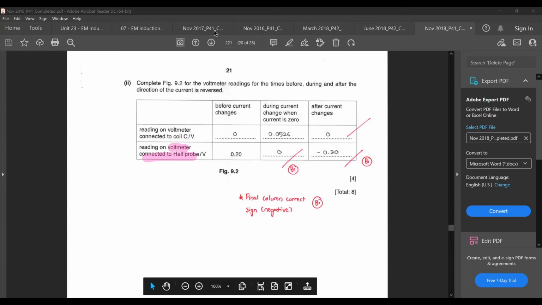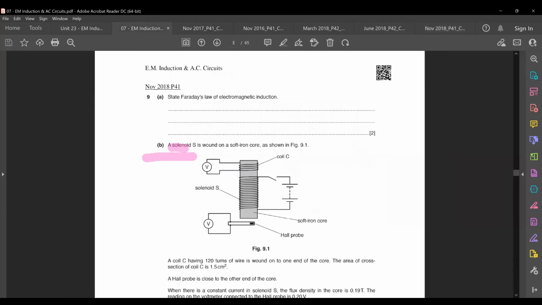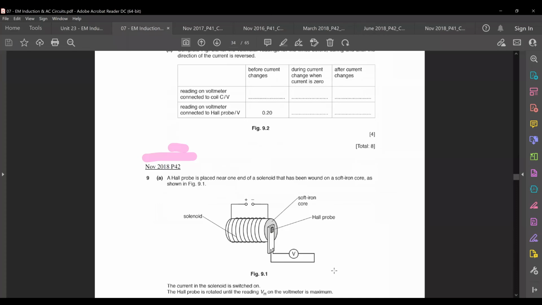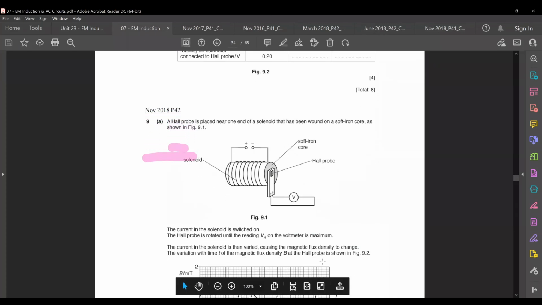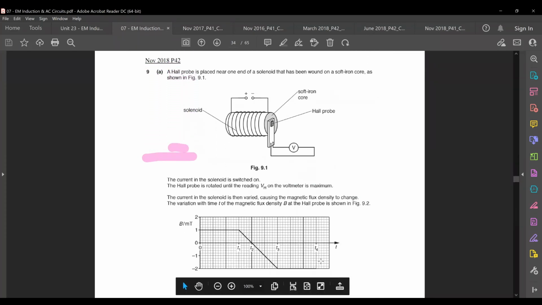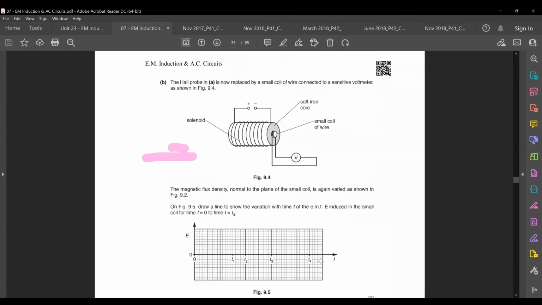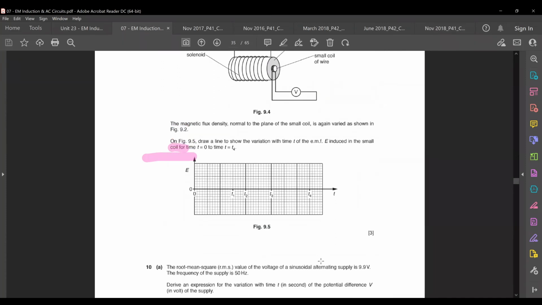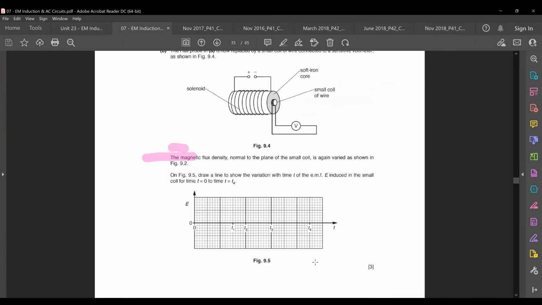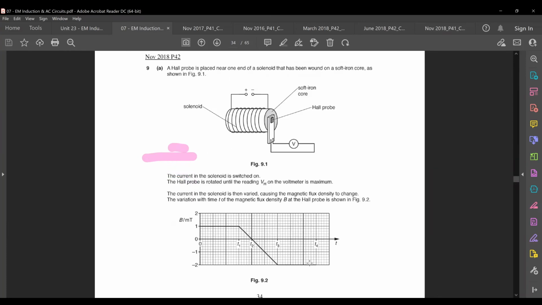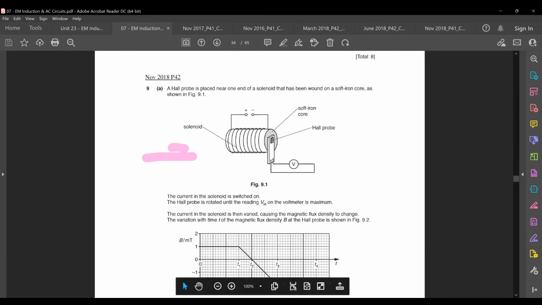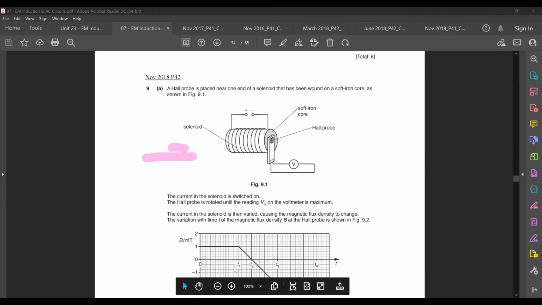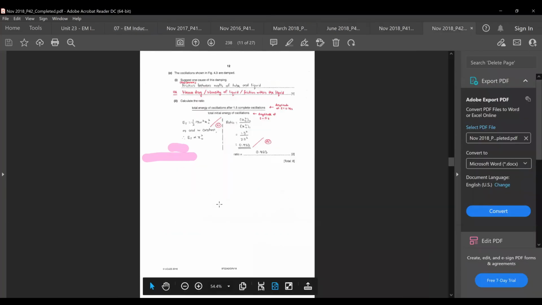34. You can look at page 34. Let me see whether 34 is actually the same thing that you're looking at. Okay, 34, this one I think is a simple exercise. Okay, November 18 P42. Yep. Yeah, it's on the page that you're currently looking at.